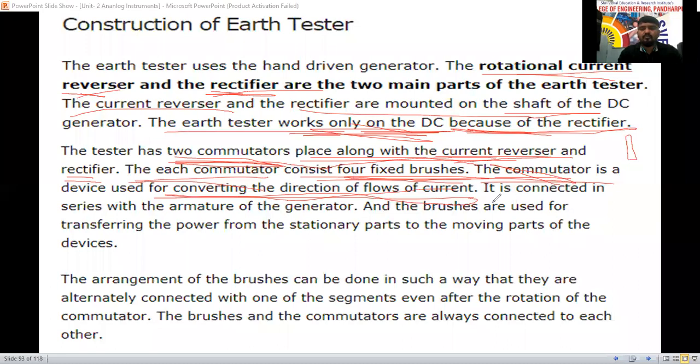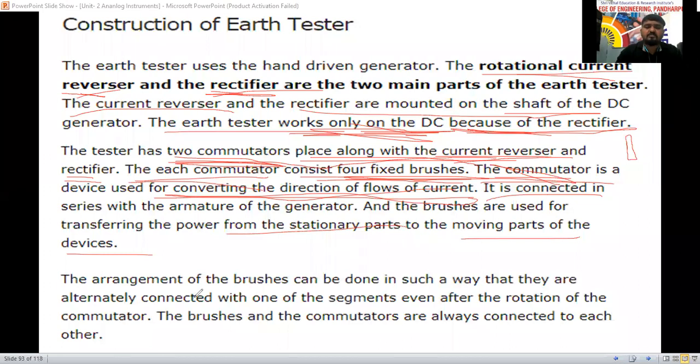Okay, so it is connected in series with the armature here now. So the commutator is connected in series with the armature of the generator here. Now we are using a generator, and in that one, in series with the armature, it is connected here now. And brushes are used for transferring power from the stationary parts to the moving parts here now. From the stationary parts, it will take the power supply and we can transfer it to the moving parts here now.